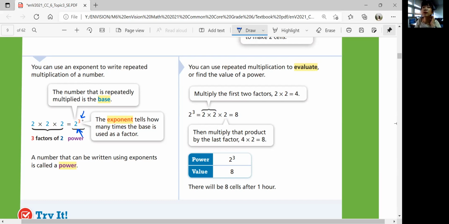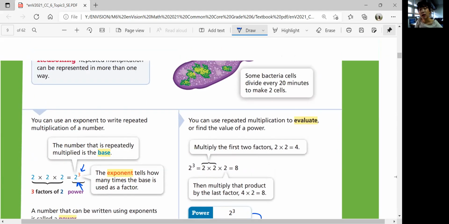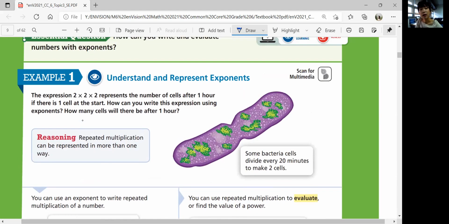Okay, you can use repeated multiplication to evaluate, which means find the value of a power. So 2 to the 3rd, if you want to know what it is equal to, you multiply 2 3 times. 2 times 2 times 2 is 8. 2 times 2 is 4. 4 times 2 is 8. So 2 to the 3rd is equivalent to 8. And you can say there will be 8 cells after 1 hour because 2 to the 3rd represents the number of cells after 1 hour.